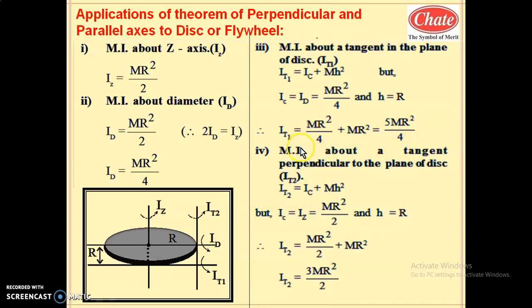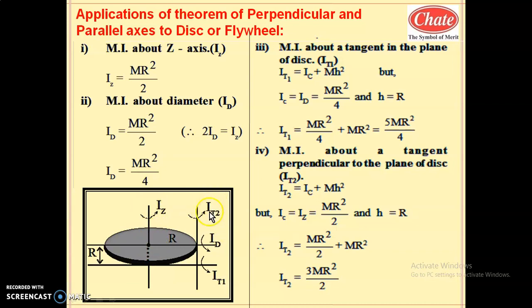Now let us calculate the moment of inertia of a disk about a tangent perpendicular to the plane of the disk, that is denoted by It2. This axis is parallel to the Iz axis, or the axis which passes through the center and is perpendicular to the plane.